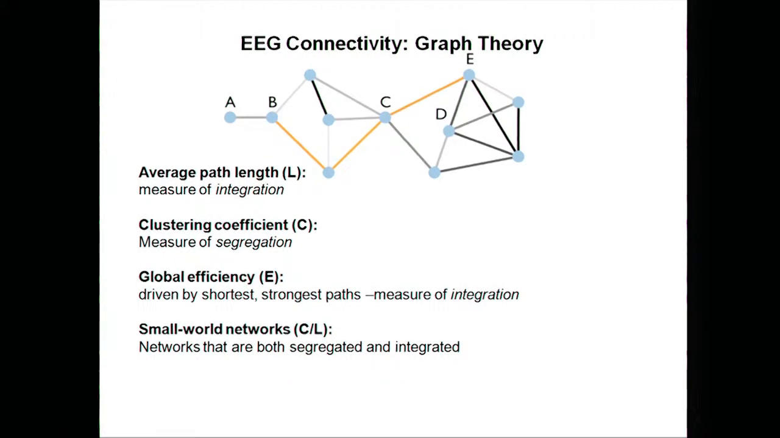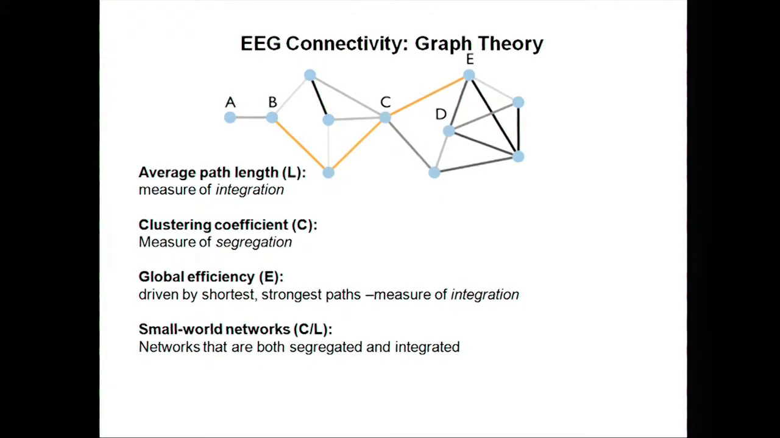The clustering coefficient tells you something about the segregation rather than the integration. And it tells you if this node is connected with that node and this node is also connected to that node, what is the likelihood that these two nodes are also connected to each other? So it's a measure of triangulation.